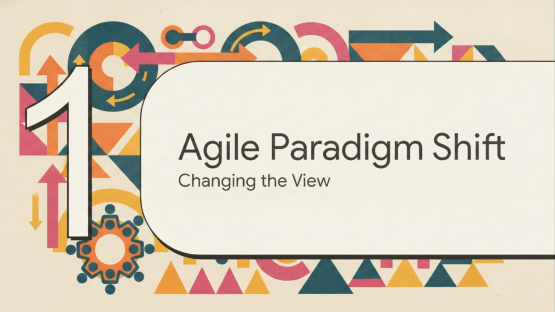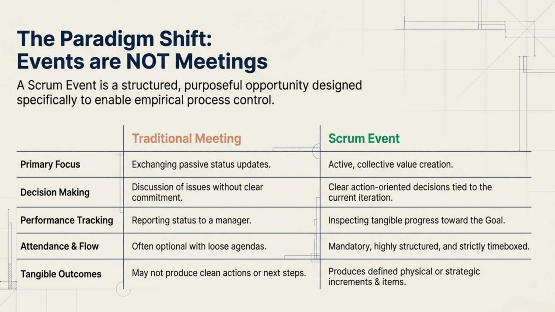Before we get into the nitty-gritty rules, we actually have to completely rewire how we think about team gatherings. Look, in the traditional corporate world, we hold meetings. And let's be totally honest, those usually involve staring blankly at a wall or a screen while just passively reporting your status to a manager. You might complain about some issues, sure, but often there are no clear commitments and attendance is kind of a revolving door. Well, a Scrum event is a completely different beast.